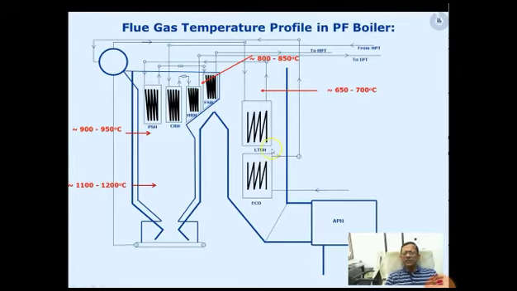The eco inlet temperature is in the range of 450 to 480 degrees centigrade. The APH inlet temperature is in the range of 350 to 380 degrees centigrade. And the stack temperature is in the range of 130-140 degrees. This is a standard temperature profile for not only the pulverized coal-fired boiler; you can see in an oil and gas-fired boiler also it remains in this region only.